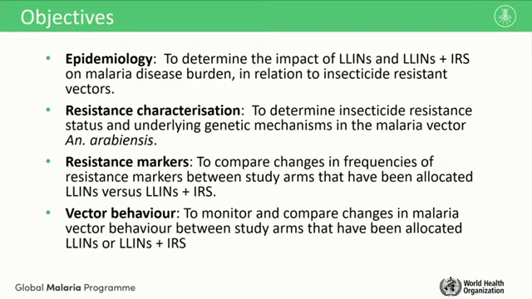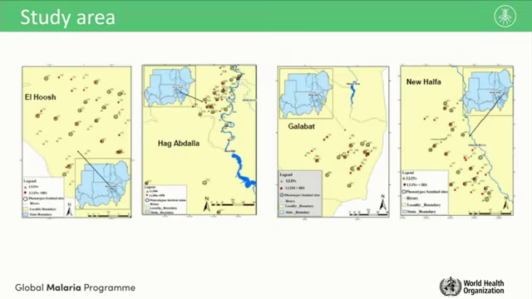So in order to catch up a little bit on time, I'll dive straight into a little description of the Sudanese study site. So in Sudan, the study was conducted in 140 clusters, which were distributed across 4 areas. El Housh and Hag Abdullah are contiguous areas in Gizur State. Galabat and New Halfa. Galabat is down towards the Ethiopian border, and New Halfa is in Kassala State over to the east of the country.